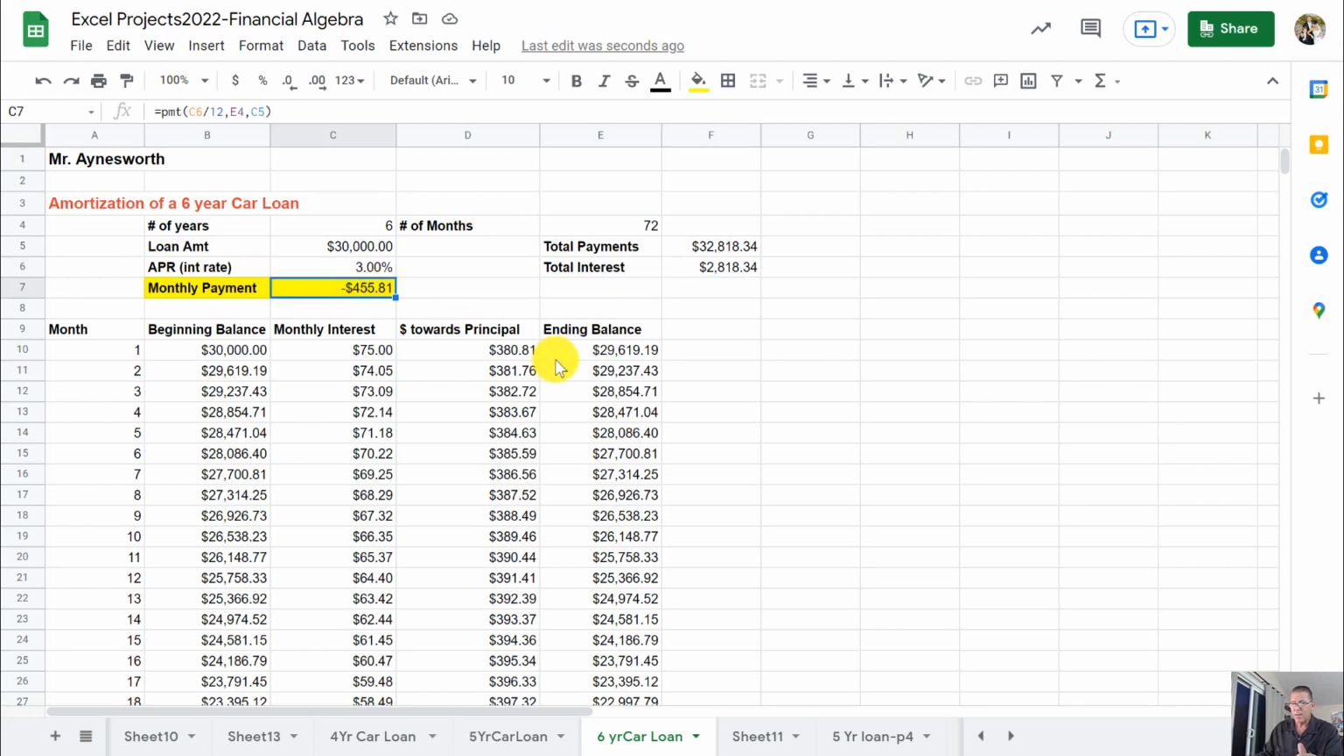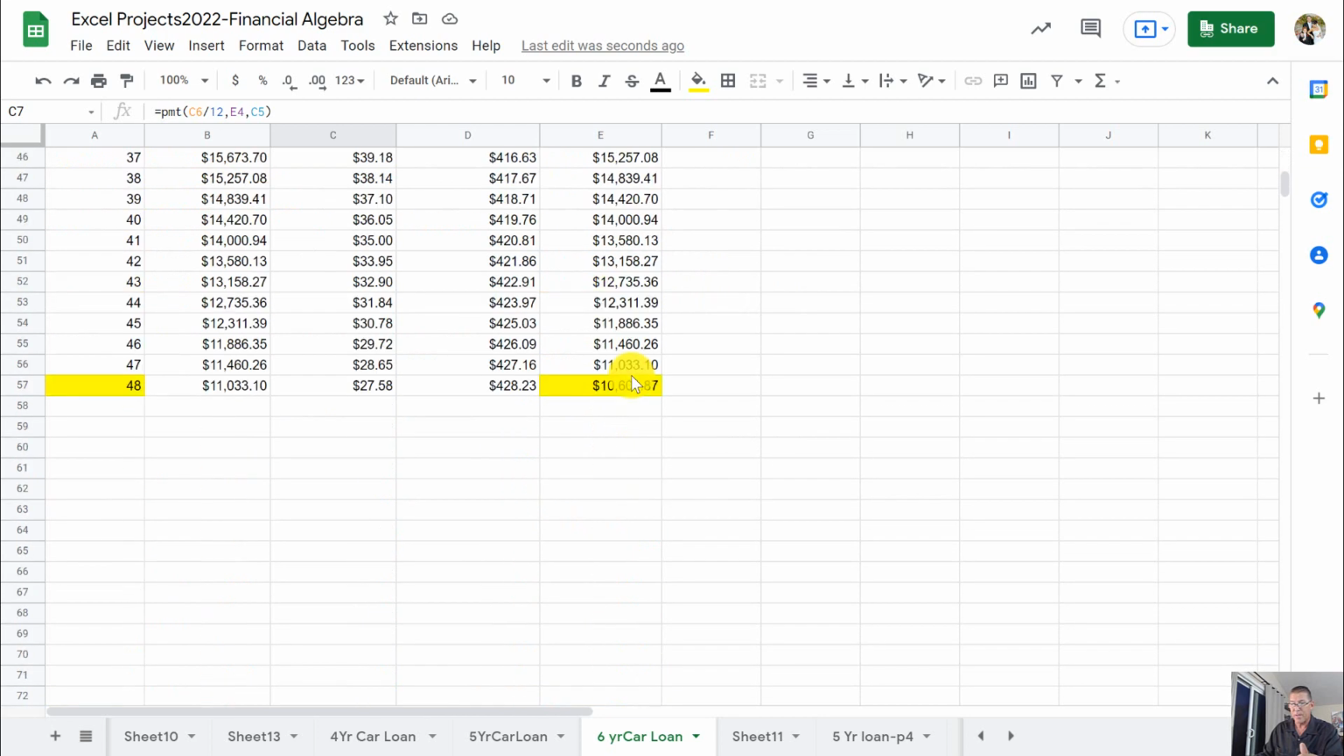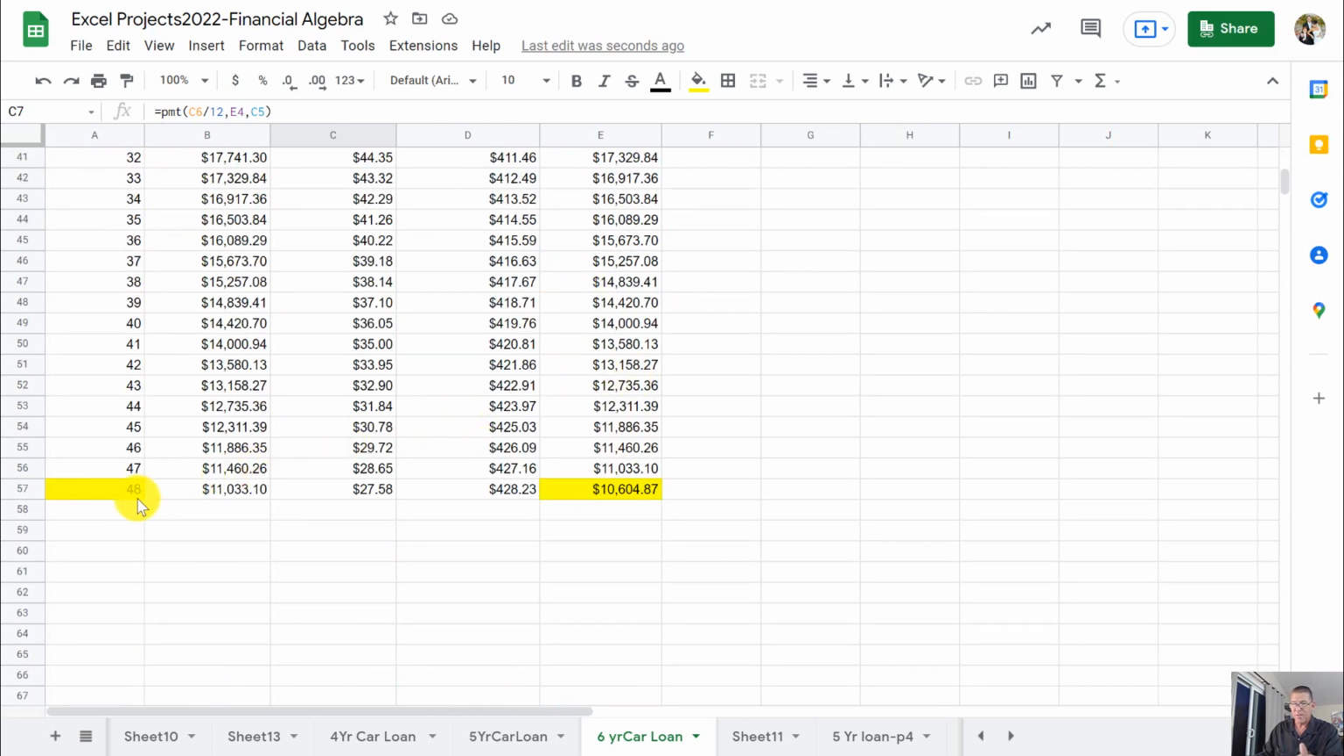Okay, and then you gotta go down and you gotta make it 72 months long. So you gotta add another. Well, in this case, we gotta add another 24. I should have copied the 5-year loan, so I can just add 12. But now I have to add 24 months, and 24 plus 57, that's 81. So we gotta copy this down to 81.